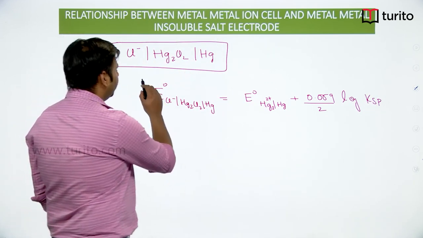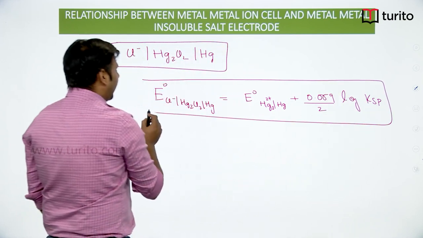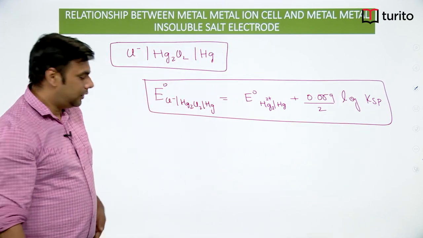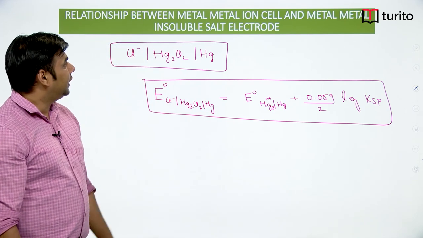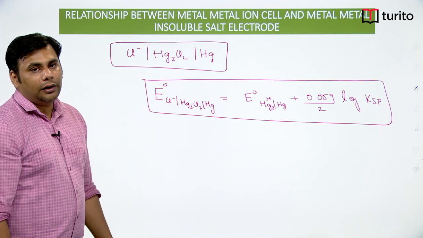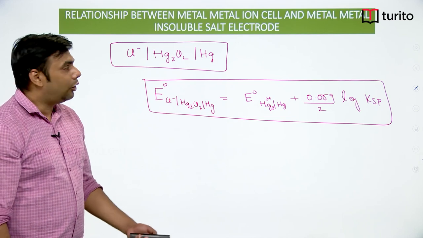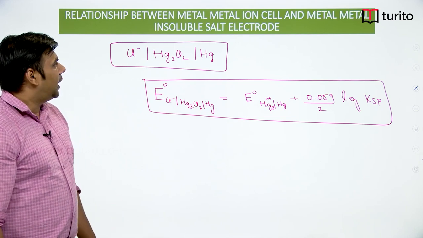Okay. So, hope this is clear to you. So, the format of the expression is the same. Okay. So, you are just going to write the relationship between the EMF of the metal insoluble common ion electrode and the metal ion electrode.